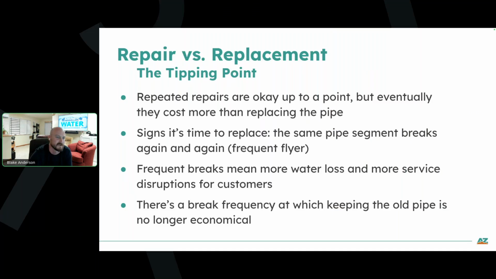Fixing pipes is fine for occasional issues. You want to extend the life as long as you can. But at a certain point, it's like patching a leaky boat. It would just be cheaper and safer to go get a new one. And if you notice that you're sending your crews to the same sections over and over again, that's a major clue that that pipe needs replacement. And not only do repeated repairs rack up these costs, they burn out your team.